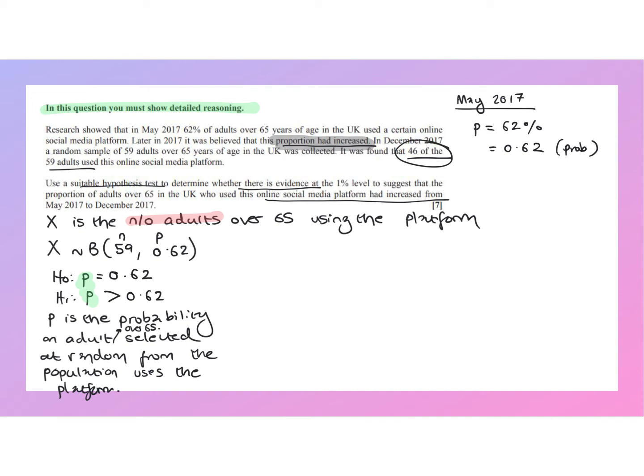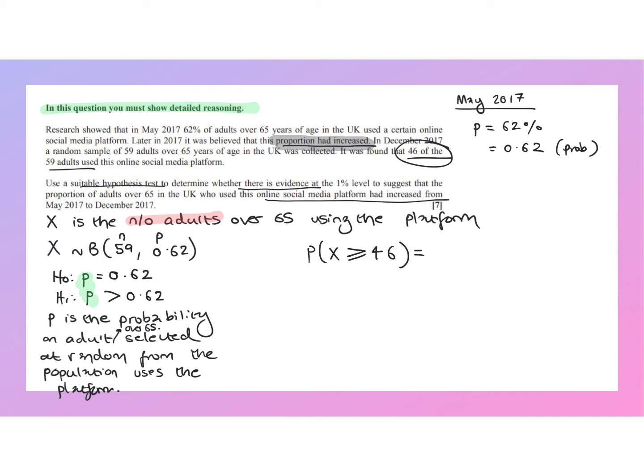Now, we are going to need to do a probability calculation based on our test statistic. So 46 out of the 59 adults used this platform. So we're going to work out the probability that X is greater than or equal to 46. So we look at our scenario and then scenarios that are more extreme cases, i.e. 46 or above.